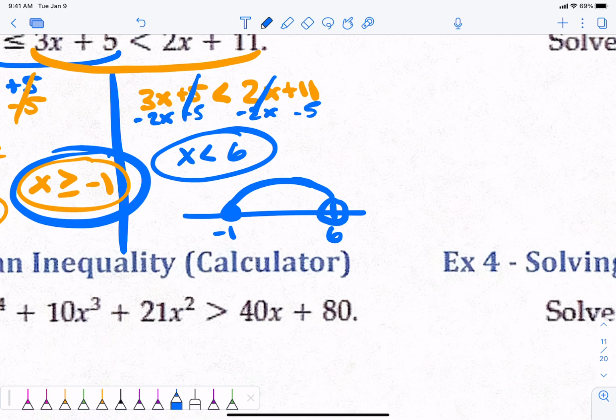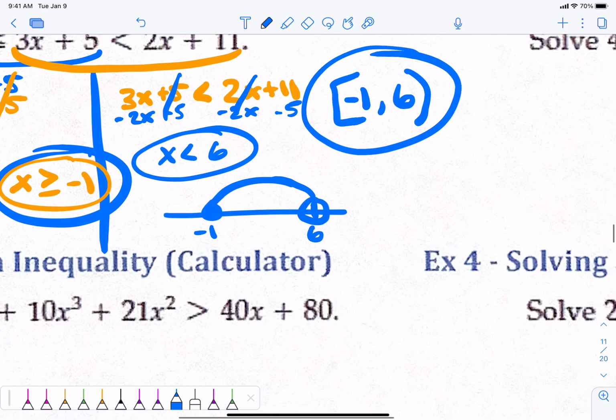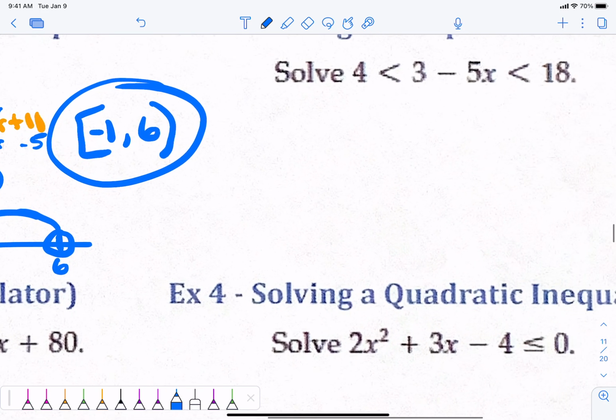So what we're going to do is write that solution in interval notation. So negative 1 comma 6, and then what? Bracket, parenthesis. Oh, whoops. No wait, you're right. Bracket, paren. I was a little concerned. That's what it looks like, because those are a joined region together, so it has one solution, and that's the solution. Okay, good? All right, next one.